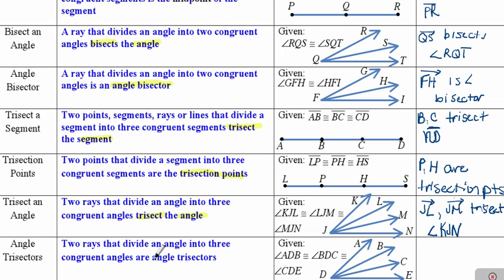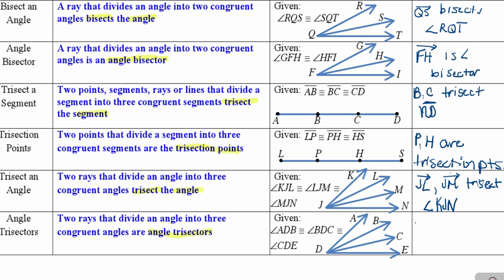And finally, two rays that divide an angle into three congruent angles are known as angle trisectors. So same exact diagram, three congruent angles. The conclusion we can make if we have those three congruent angles is that ray DB and ray DC are angle trisectors because they are dividing angle ADE into three congruent angles. So now hopefully you have a better understanding of the difference between bisect and trisect. We're going to be using this over and over throughout the school year in honors geometry. These are very important vocabulary words to know.